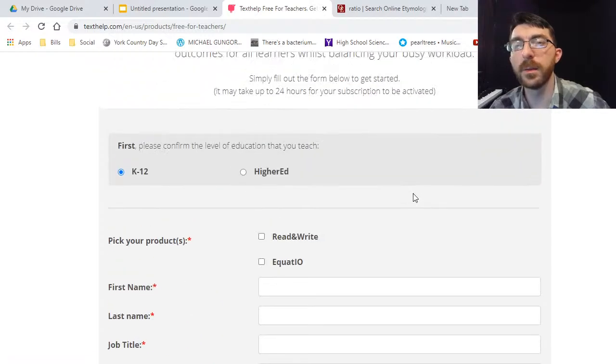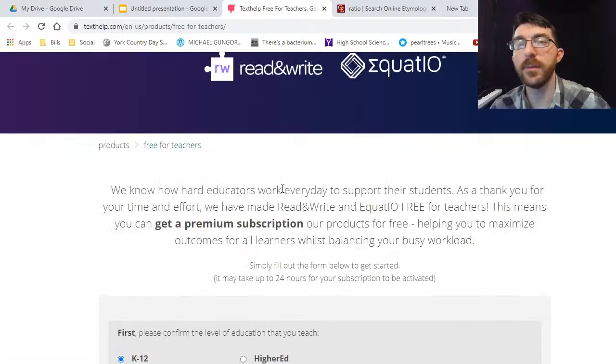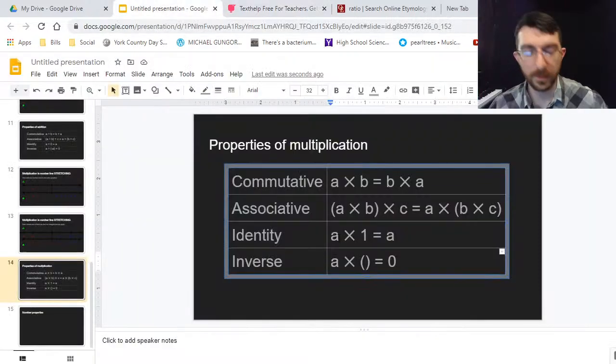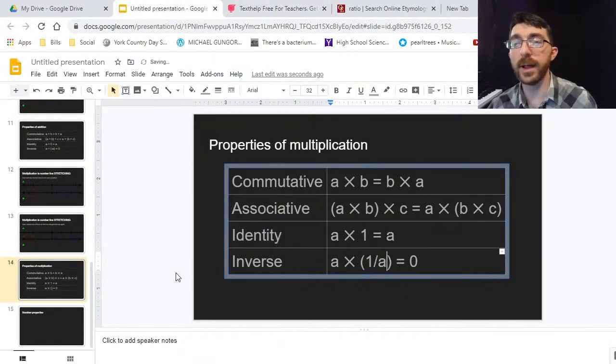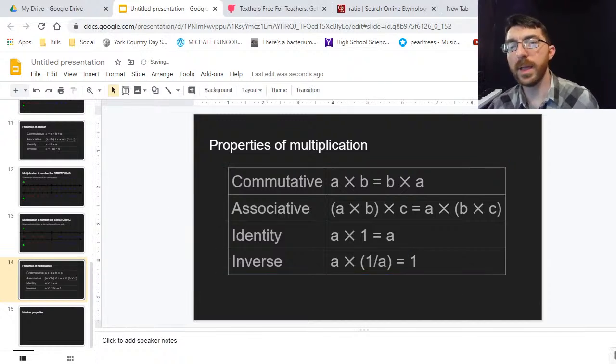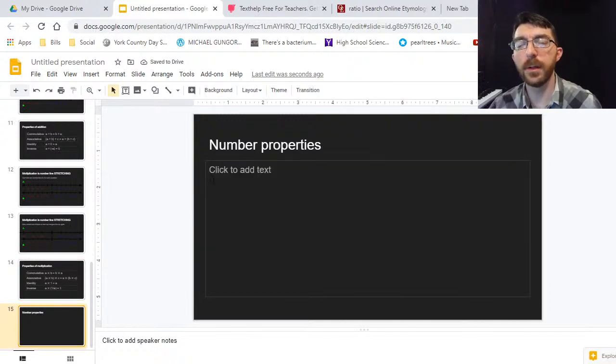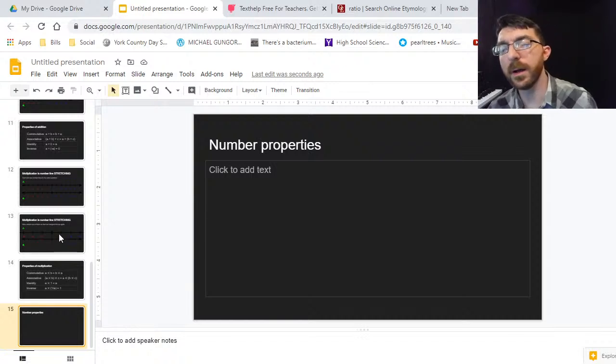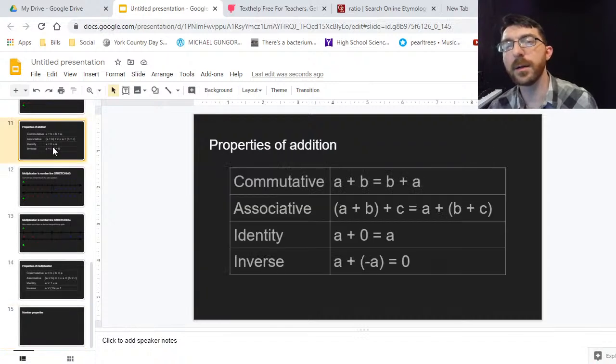Don't think I want to broadcast me giving all that info, so I guess I'll put in 1 over A and do that later. Equals 1. Okay. Last up, distributive property.